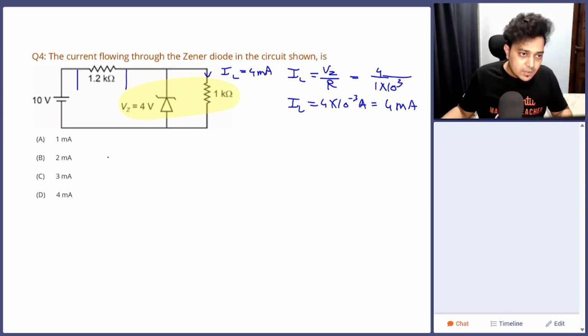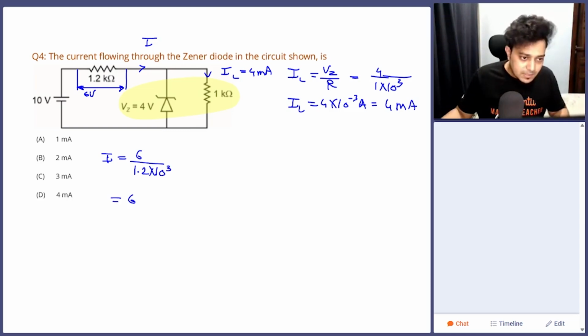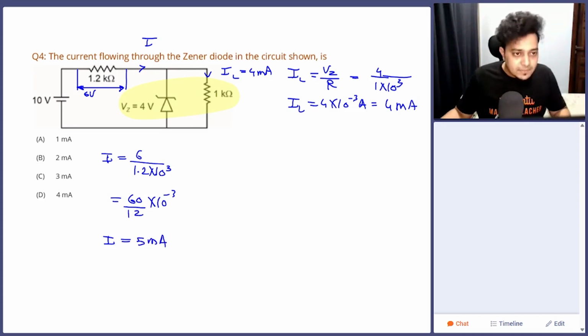So the voltage across this resistor will be 10 minus 4, that is 6 volt. And that will give you the main current in the circuit. I'm calling it just I. So that current will be equal to the potential difference, which is 6, divided by the resistance, which is 1.2 kilo. Kilo is 10 raised to 3. So this can be written as 60 by 12 into 10 raised to minus 3. So 5 milliampere, perfect division. So 5 milliampere is the current.